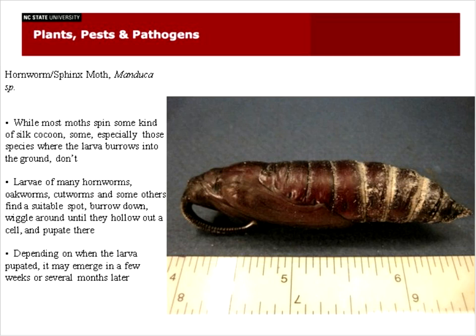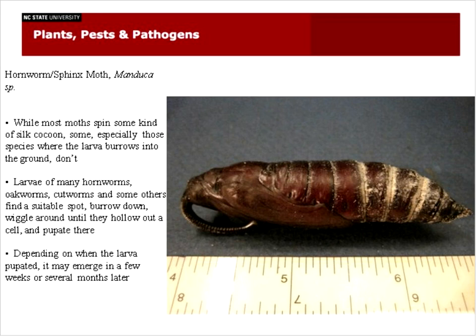Some species of moths don't spin any kind of cocoon at all, but simply burrow into the soil and wiggle around until they hollow out a pupal cell, and then they shed the skin and become the pupa within the ground. Many of the hornworms do this. Some caterpillars like oakworms, the green-striped maple worm, certain species of cutworms, and others will do this.